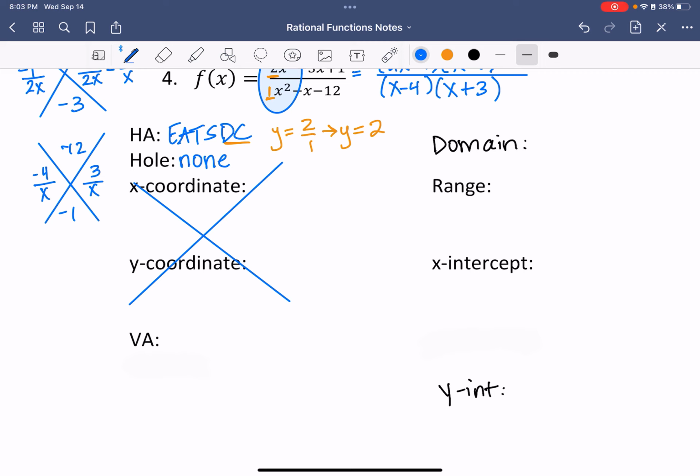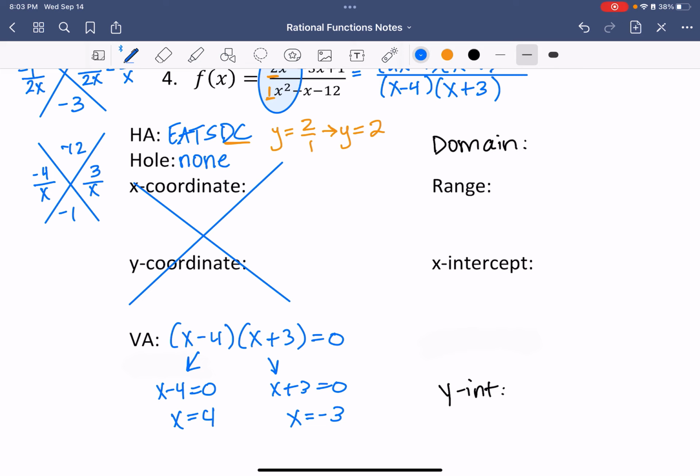Okay, so back to the vertical asymptote. You grab your denominator and set it equal to 0, okay? X minus 4 times x plus 3 equals 0. When you have two factors that are being multiplied and set equal to 0, you actually separate them and set each one individually equal to 0, and that'll help you get x, okay? So add 4, you get x equals +4. Subtract 3, you get x equals -3. Yes, it is possible to have more than one vertical asymptote.